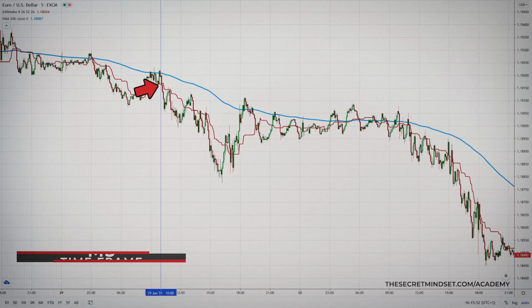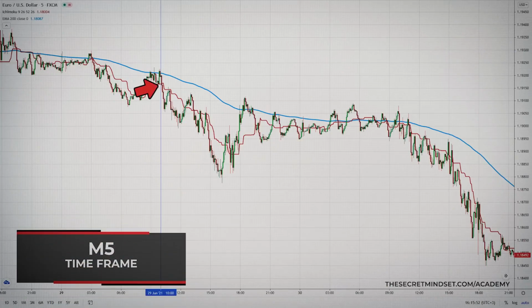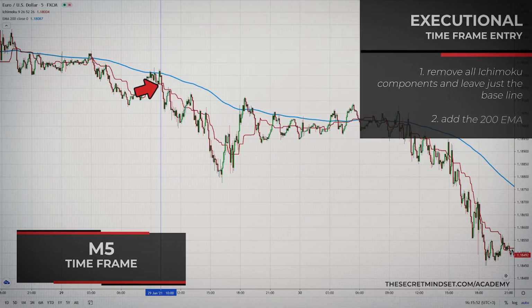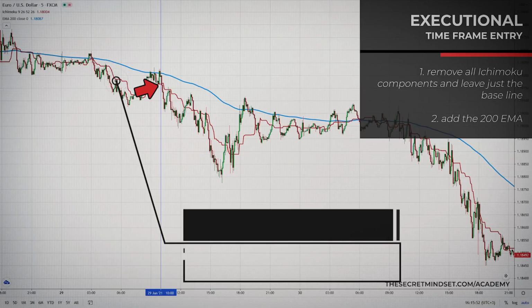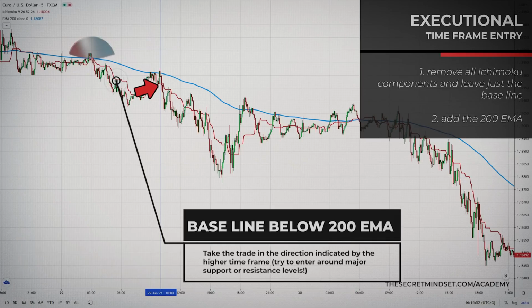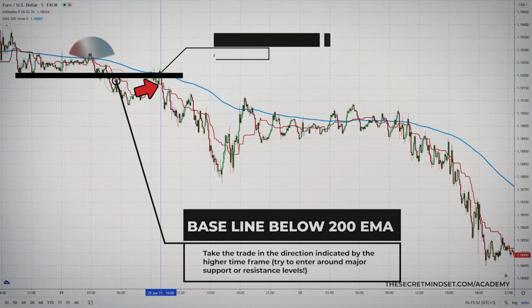The trend is clearly down, so we go on the entry time frame, the 5-minute chart, and look for a short signal. We removed the other components to better visualize the chart. We add the 200 EMA, and we see that we already had a bearish crossover between the baseline and the 200 EMA. We entered short around this level with a 2-to-1 risk-reward ratio.